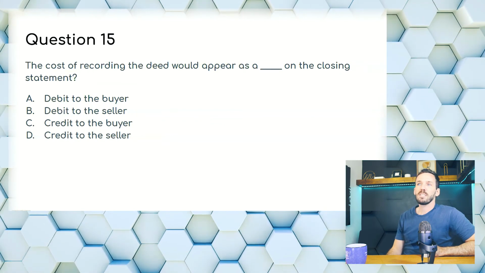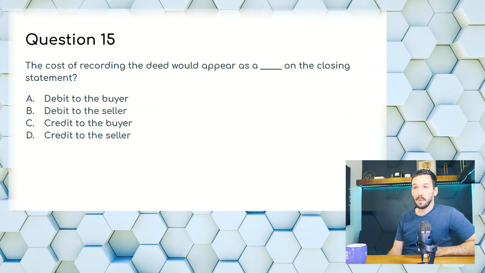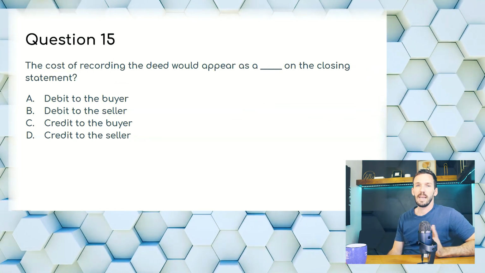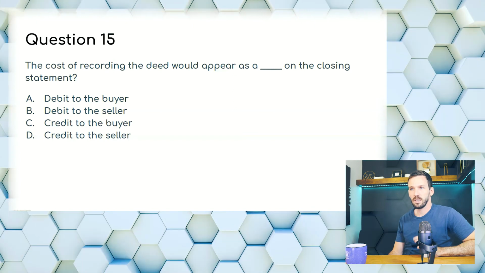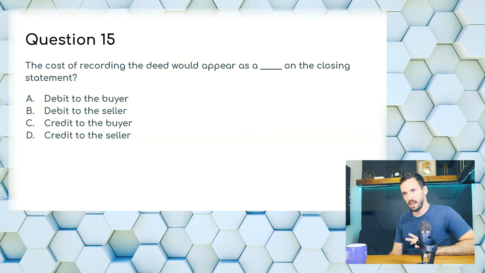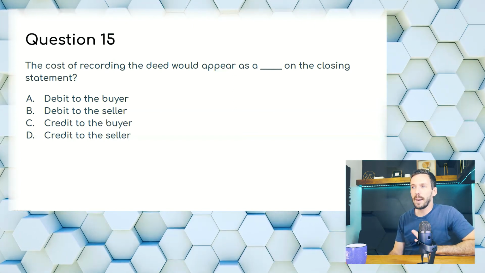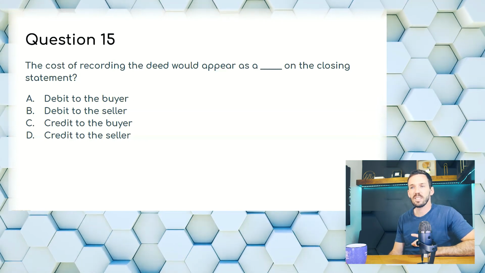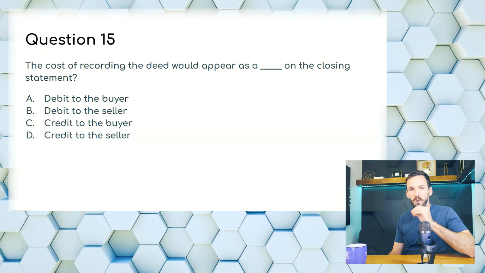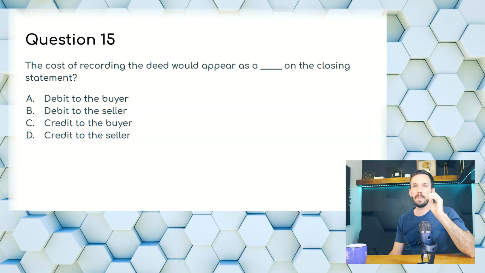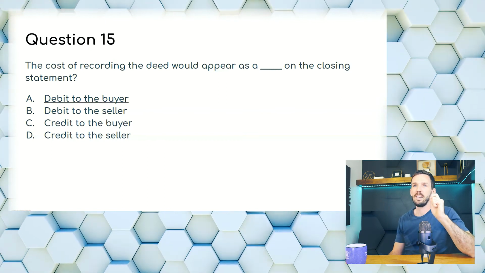Question 15. The cost of recording the deed would appear as a blank on the closing statement. Debit to the buyer, debit to the seller, credit to the buyer, credit to the seller. So recording the deed is on the buying side because it's what makes your side official, right? Therefore, you pay for it. You debit the buyer. Answer is A.